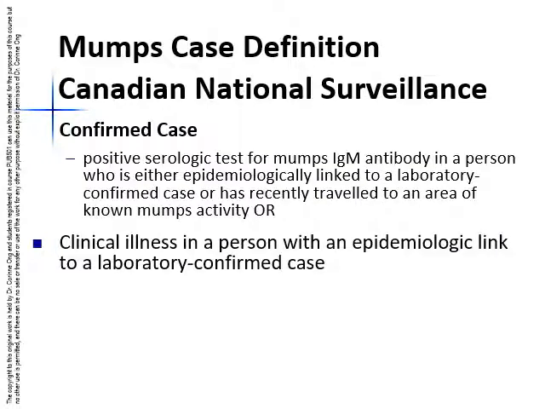Alternatively, a positive serologic test for mumps IgM antibody in a person who is either epidemiologically linked to a laboratory-confirmed case or has recently traveled to an area of known mumps activity. Another criterion that may be used as an alternative to laboratory testing is the presence of clinical illness in a person who is epidemiologically linked to a lab-confirmed case.